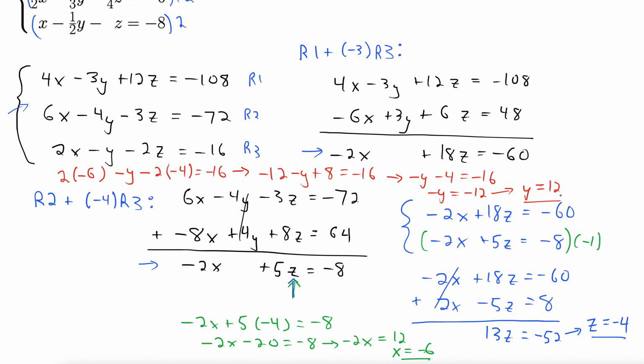Okay, and there's our answer, the ordered triple: negative 6, 12, and negative 4.